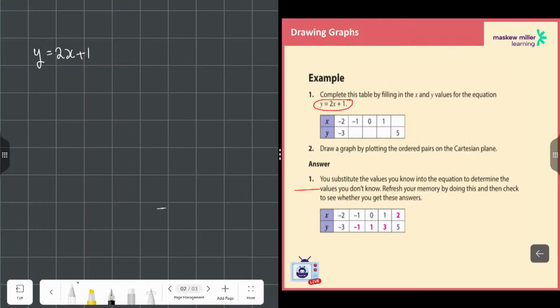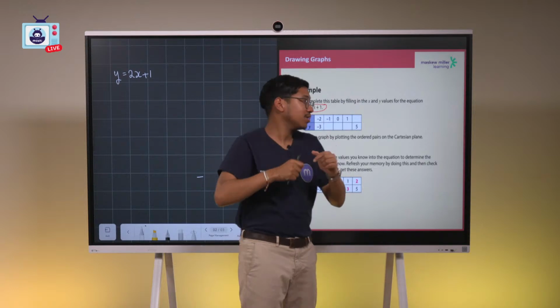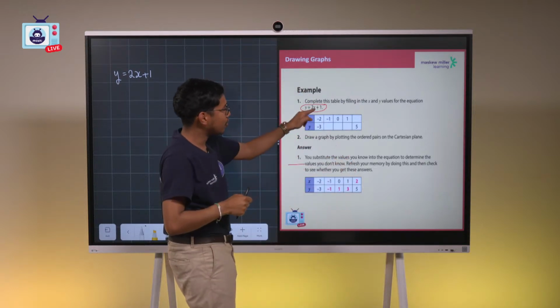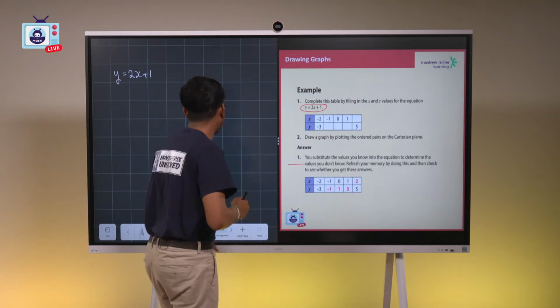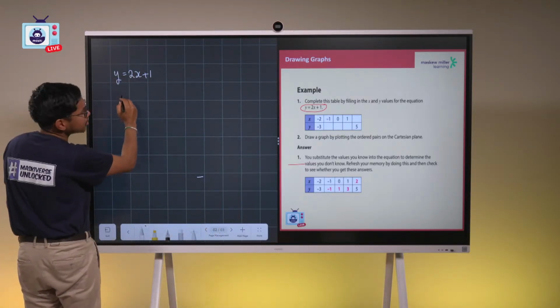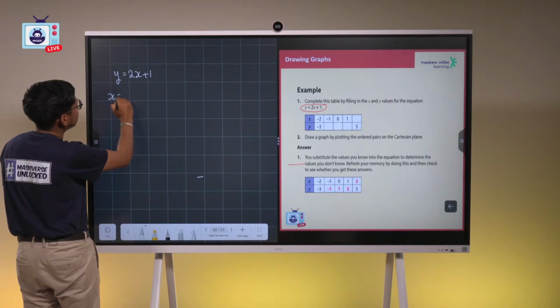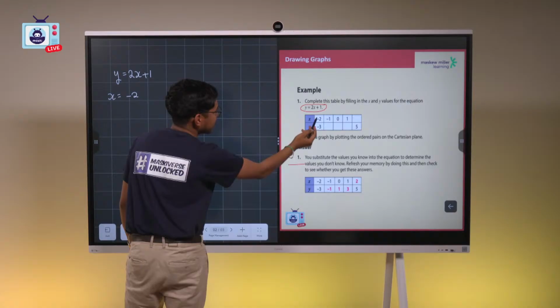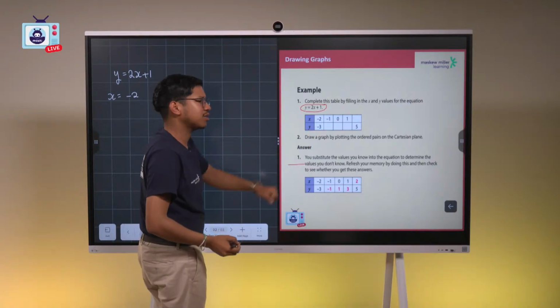What is my first x value? My first x value is -2, so I'm going to substitute. Keyword, substitute. Substitute means in place of. So in place of x, I will put what? -2, right? So we can say, for x equal to negative 2, they did the first one fast already, but let's check how they got to negative 3, right?